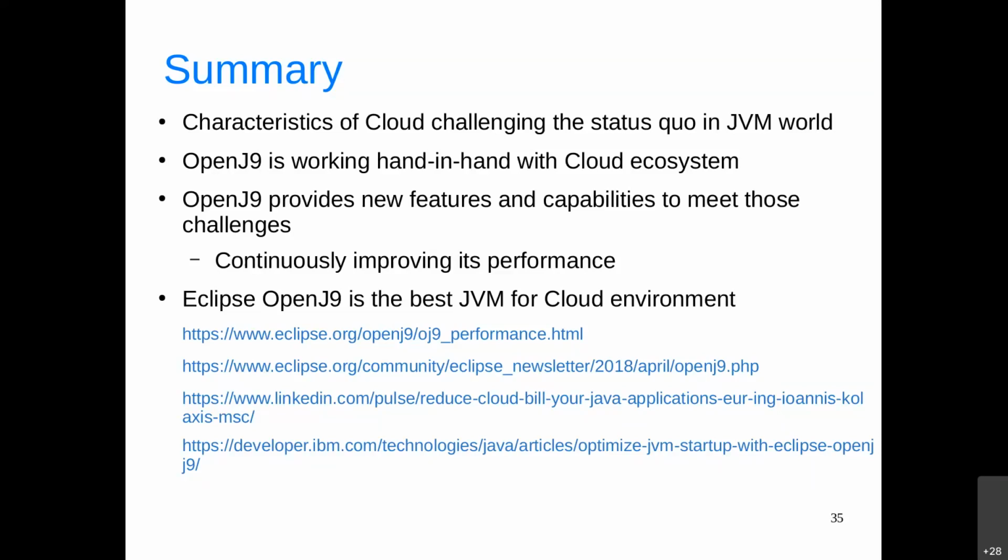We are not yet done, because as the cloud environment is evolving, so is OpenJ9, and we are actively evaluating new technologies in the cloud landscape to take advantage of them and improve OpenJ9 performance, so that it can stay the best JVM for the cloud environment. And these are some of the resources that you can go through to understand more about the features and capabilities of OpenJ9 and what it has to offer in the cloud environment. That's all I have to cover in this slide.